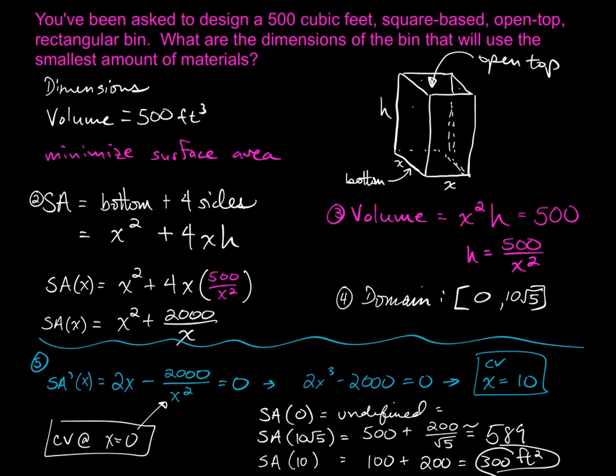But you're asked to find the dimensions of this box. So you know x is 10, and we can come right over here to this equation and figure out that h must be equal to 5. So h is 5, x is 10 feet, and there are your answers: 5 feet and 10 feet.